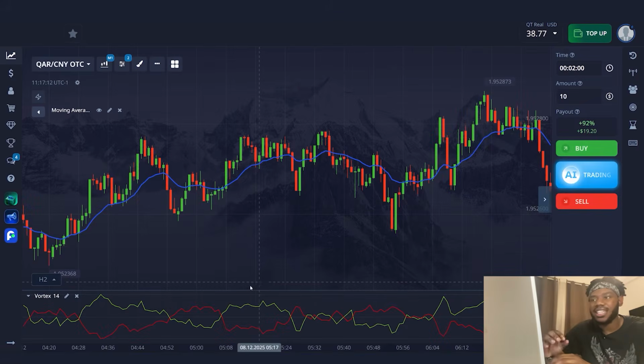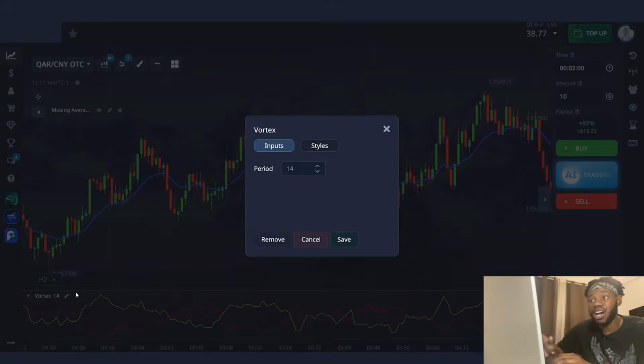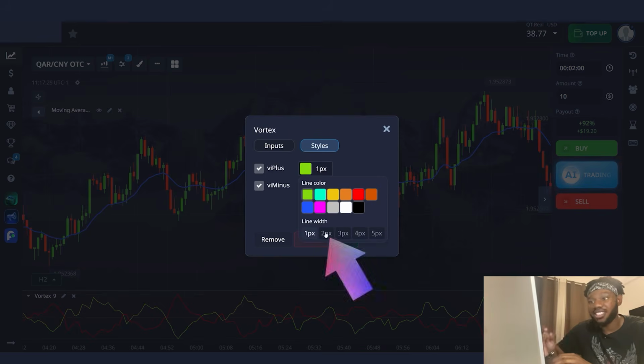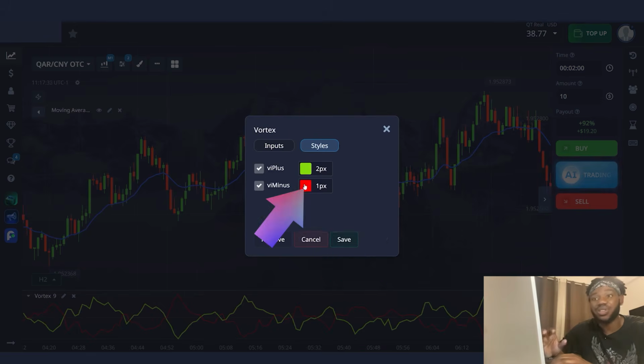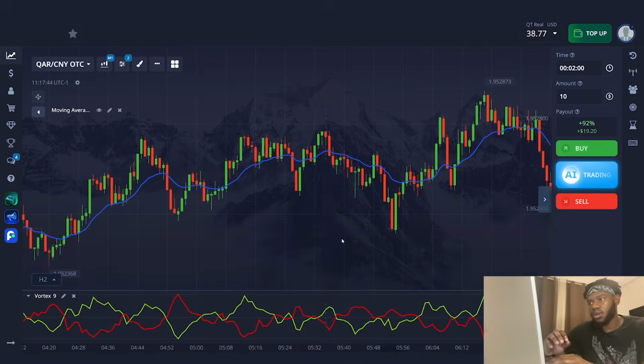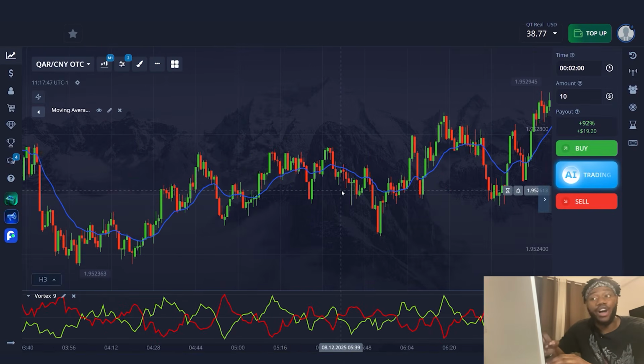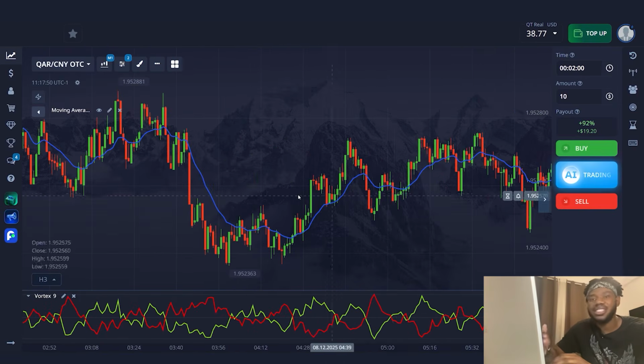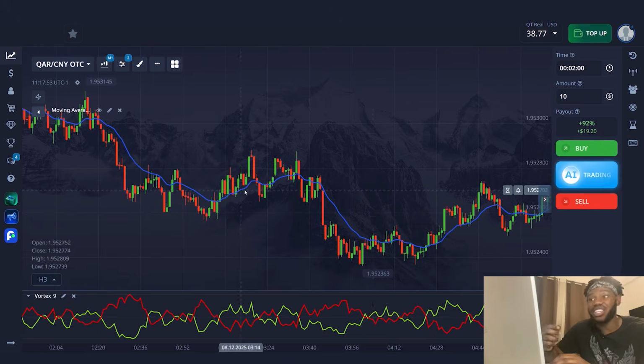The vortex indicator needs a reduced period of 9, so the indicator lines will more often signal a trend change. I will keep the color of the lines as standard, just increase their thickness. Okay, this completes the settings. Now I will start the session, open trades and tell you in detail how to work with the strategy.